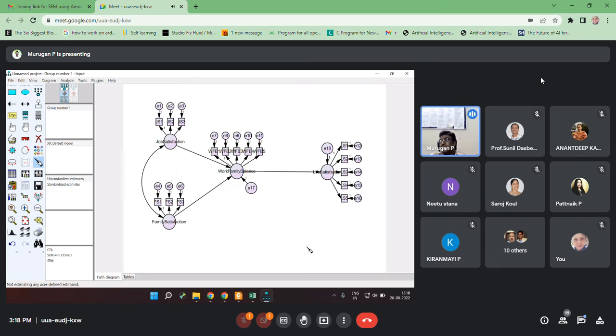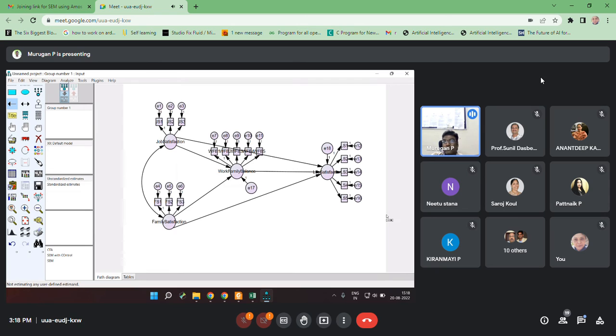See, if you are trying to test the mediation using an SEM program, you have to use 2 different models. One is the full mediation model and then the partial mediation model. So this is the full mediation model. The partial mediation model will look like this, where you have the direct relationship between X and Y. Are you getting my point?